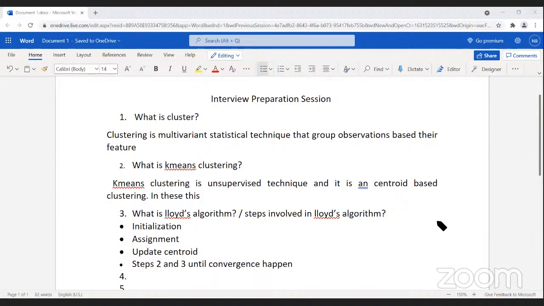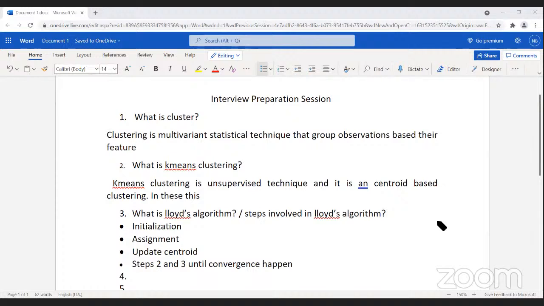The first step would be initialization. What does it do? It selects randomly 3 points. Somewhere something like this. It selects 1 point, and it selects here one more point, and it selects one more point here. This is what initialization is.